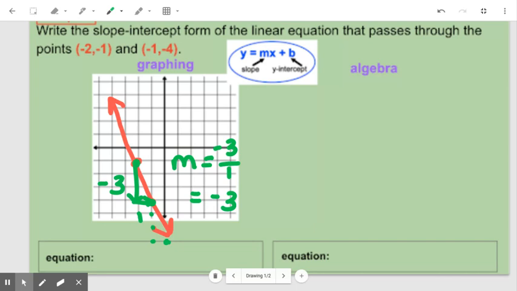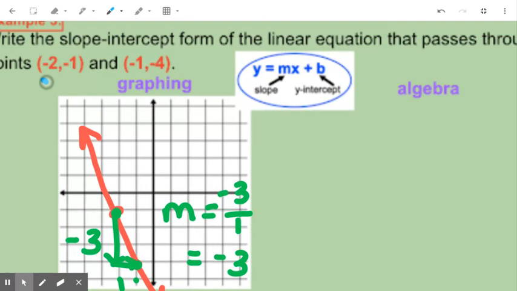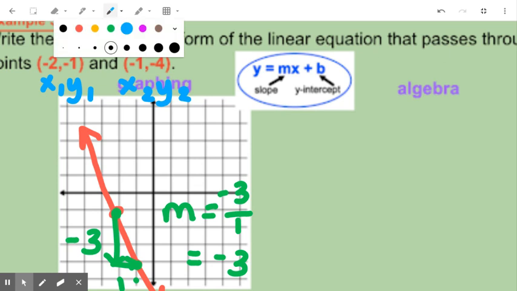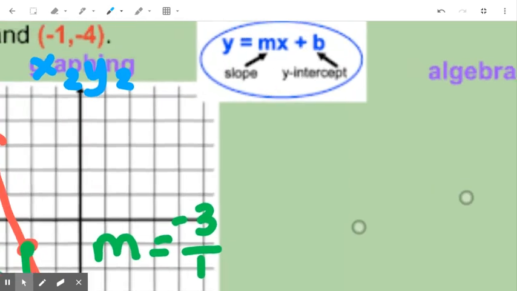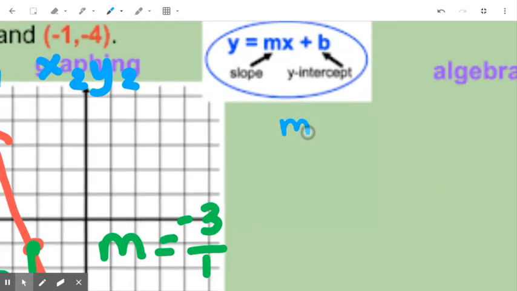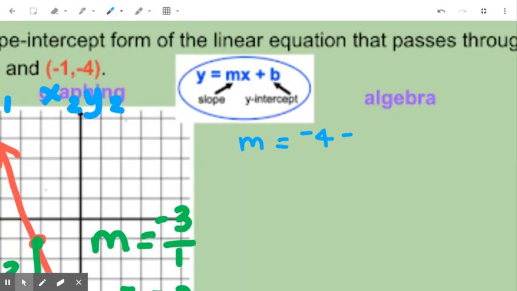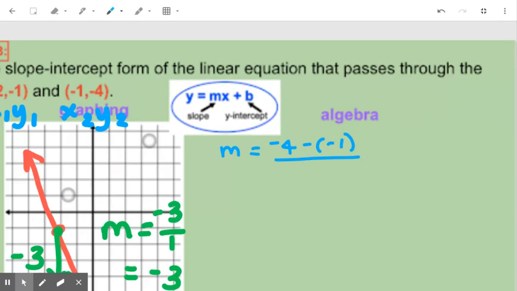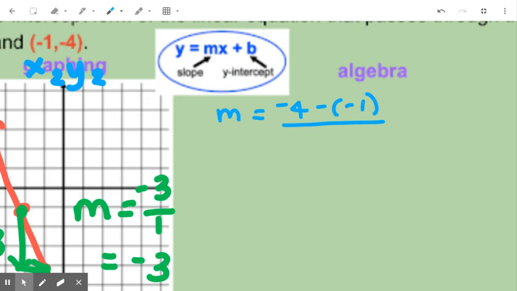So the first thing I'm going to do with my algebra is I am going to find my slope. I'm going to call this x1, y1, and x2, y2. And I'm going to find my slope. So my slope is going to be -4 minus -1 over -1 minus -2. It's easy to mess up. I'm sorry, I already messed up.